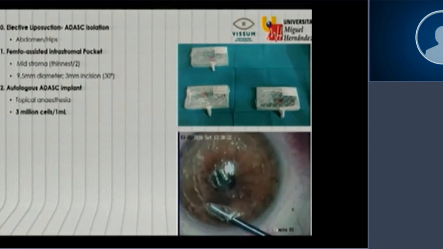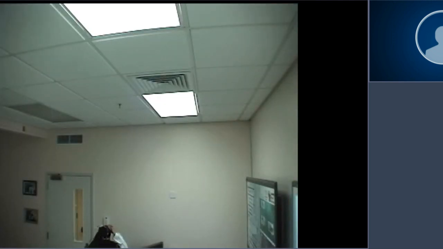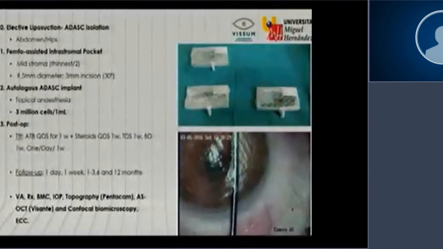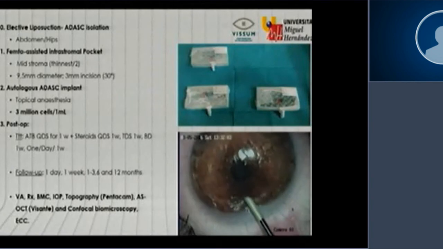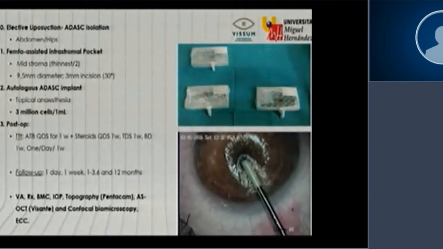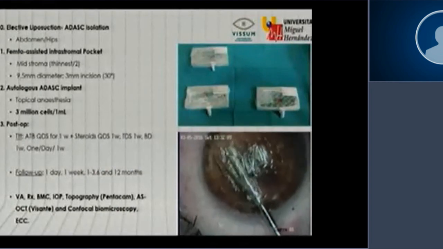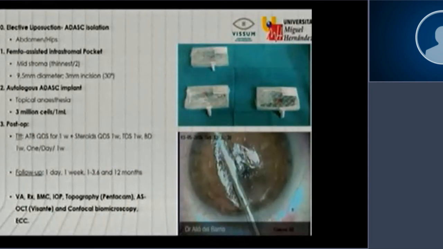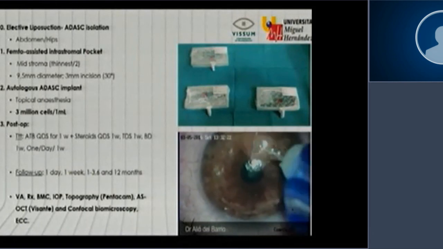If you see the movie, we are making a 9.5 millimeter femtosecond pocket. This pocket was created and the pressure was lowered in order to harbor 3 million cells in 1 cc that was injected. Look here at the way in which we injected the cells, and this injection of cells made the pocket be filled with them. Obviously some of them could get out, but 3 million cells were injected. We did 1 stitch on the patient, and this was all the surgery in real time.